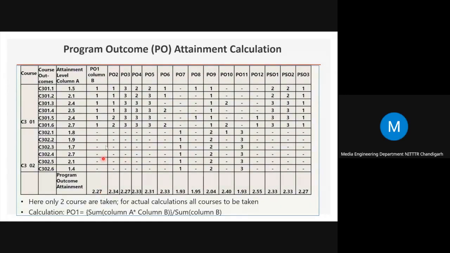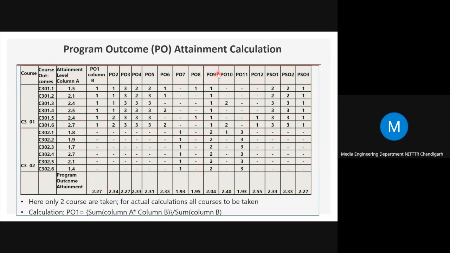Actually, here you can see that this second subject is not mapping with PO1. So both ways we can say that it is based on both subjects, because the second is not mapping. We wanted to consider it, but actually it is not mapping, so that's why it is not contributing to PO1 attainment.